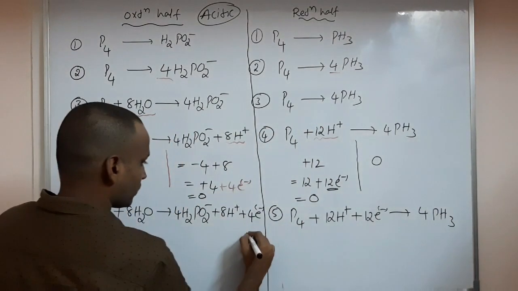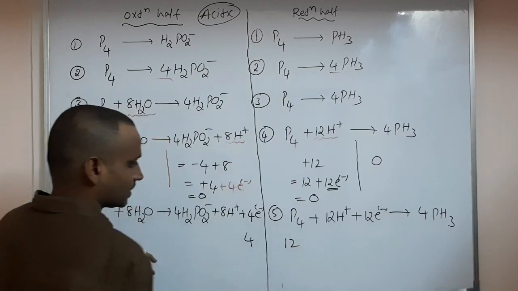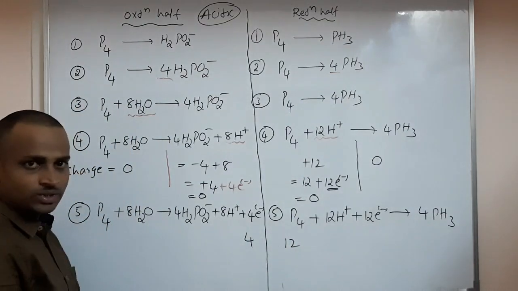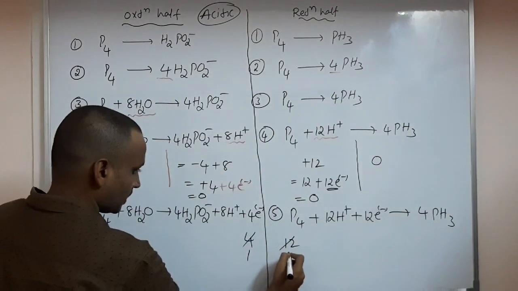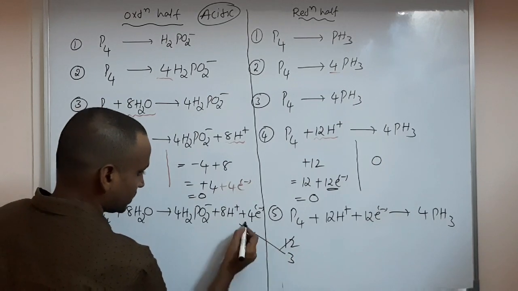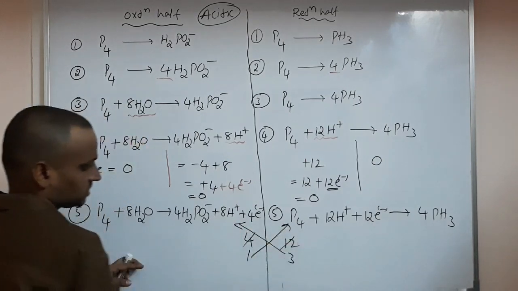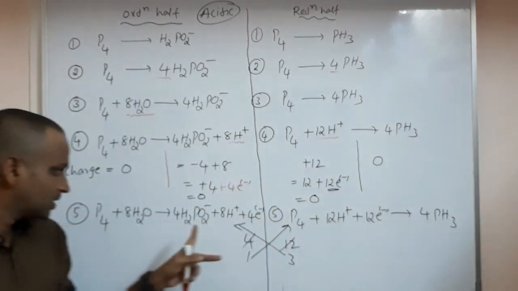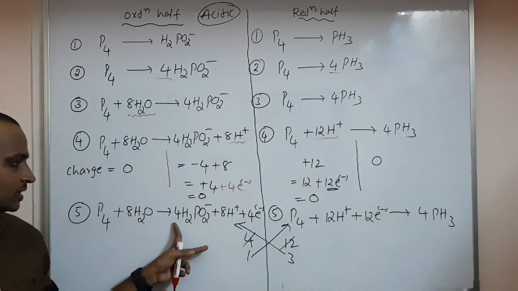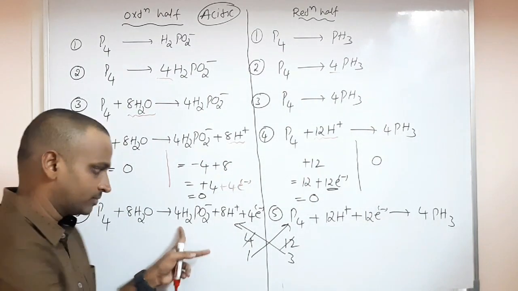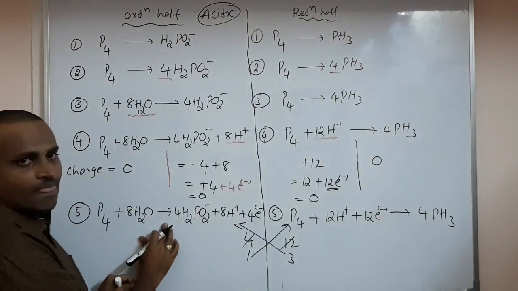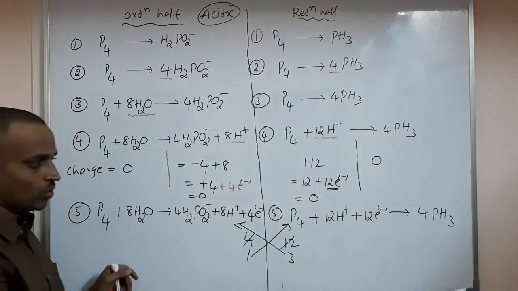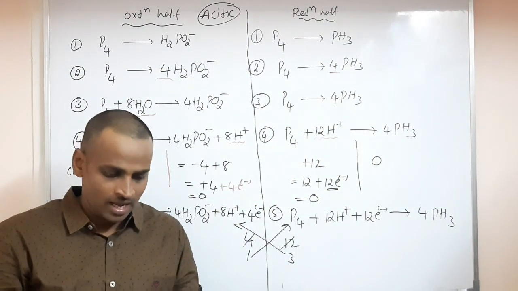If you see here, 4 electrons, here 12 electrons I added. Both are multiples of each other. So it's 4 1s and 4 3s. So this reaction you should multiply with 1 and this reaction you have to multiply with 3. This reaction as it is you can write, and this one multiply with 3. Both you add and give me the answer.